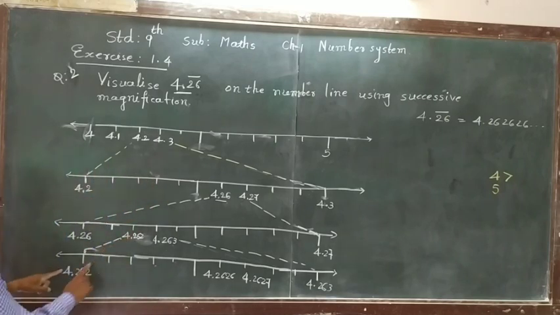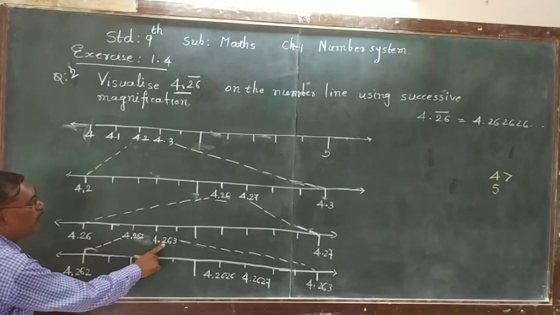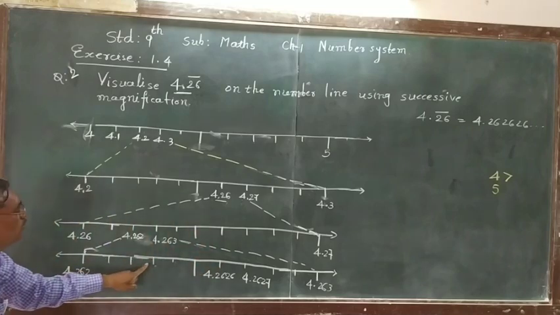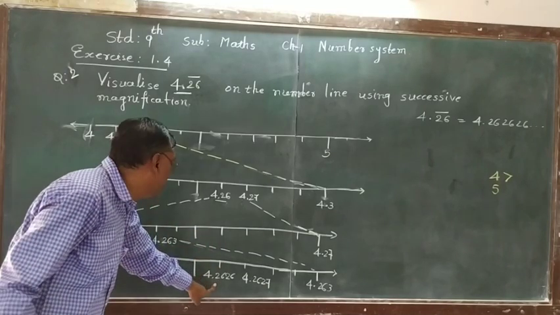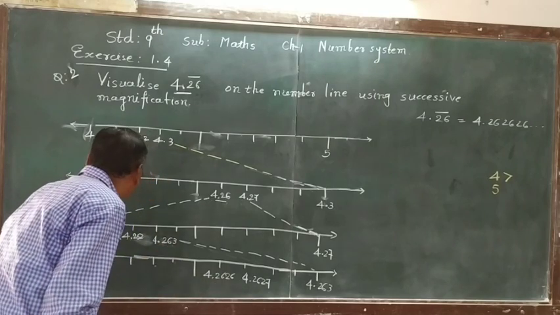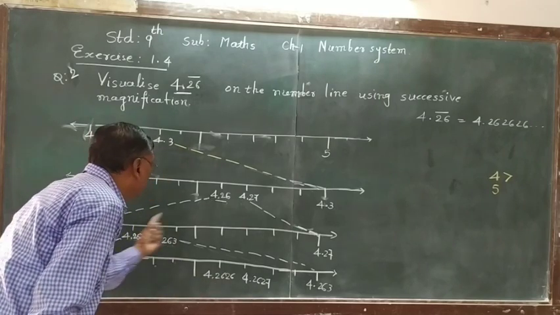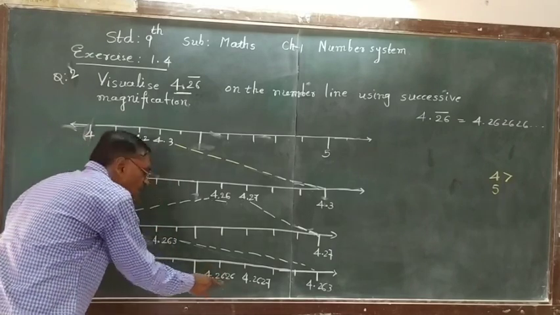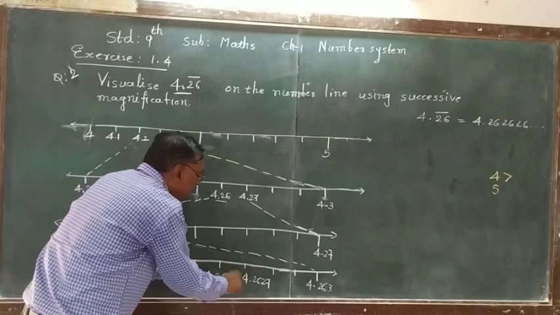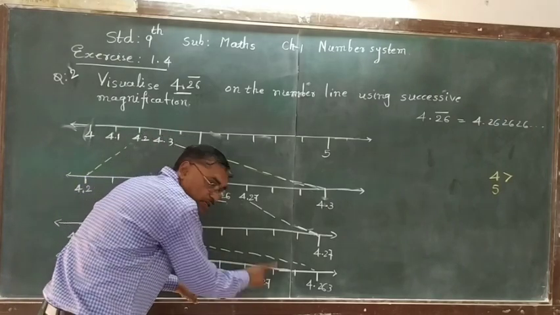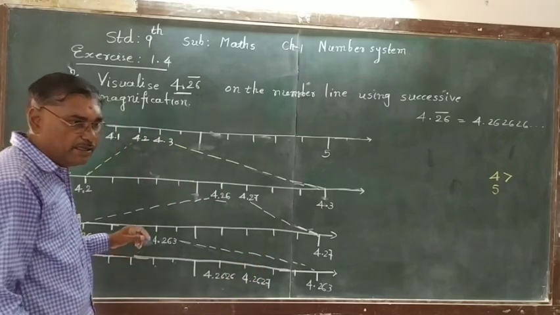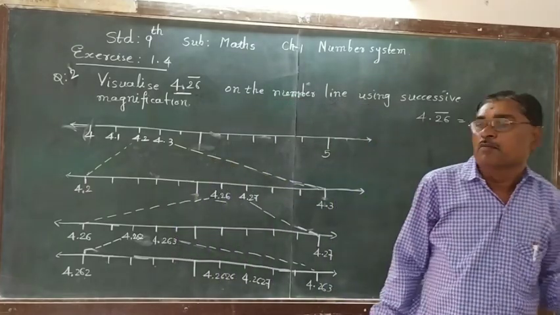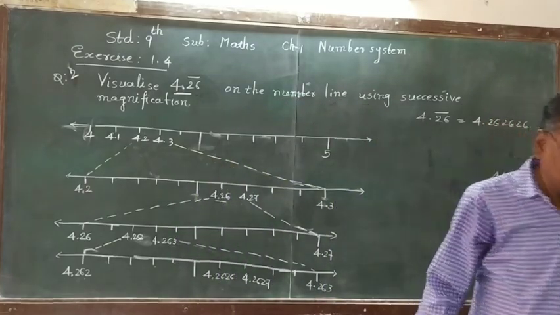So again 4.262 here and then 4.263. There are another 10 decimals, like 1, 2, 3, 4, 5 and 6, which means 4.262, then another 6, 4.2626, and the next number will be 4.2627. So we can represent the given number on the number line by using successive magnification. Okay, write this in your notebook.